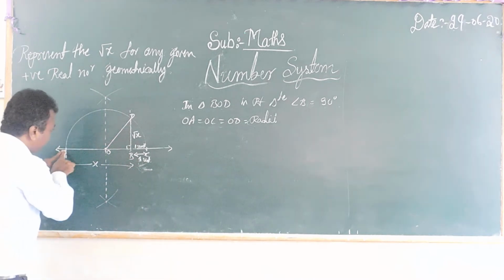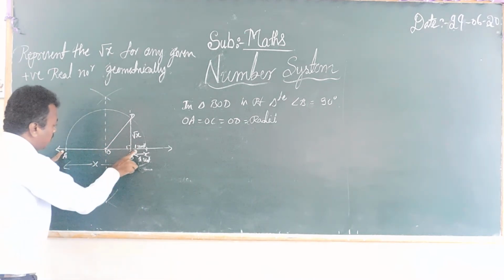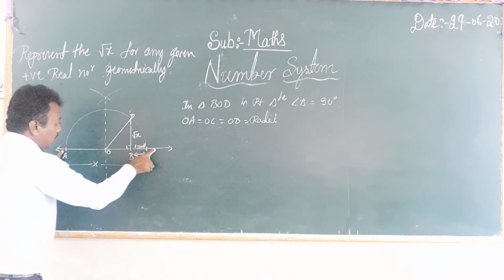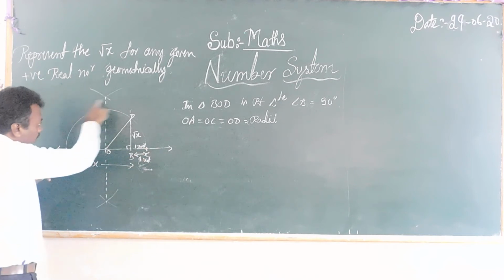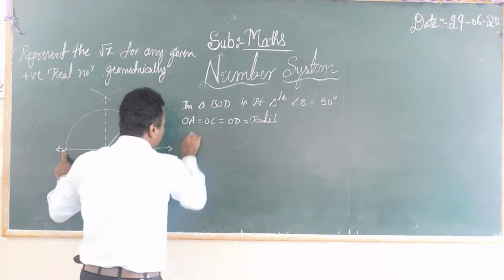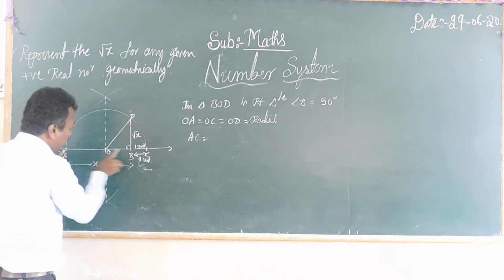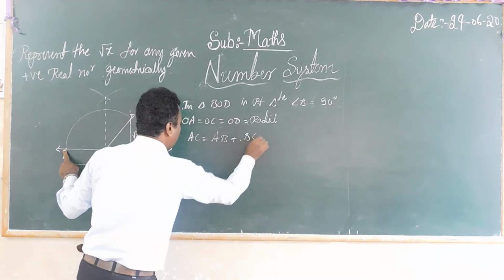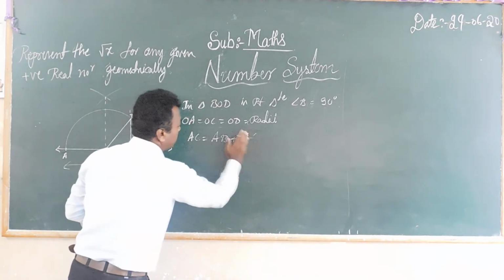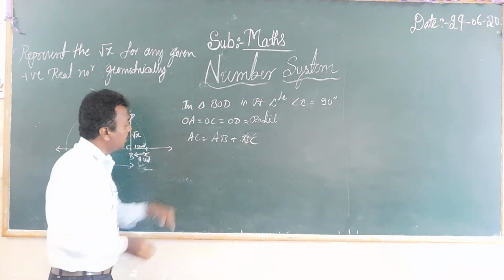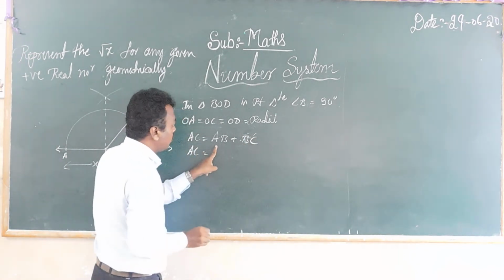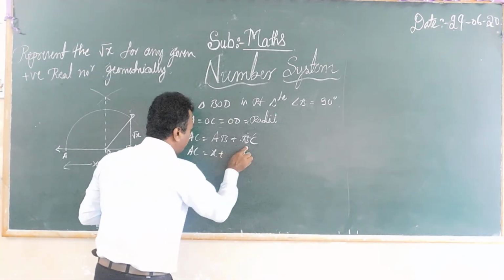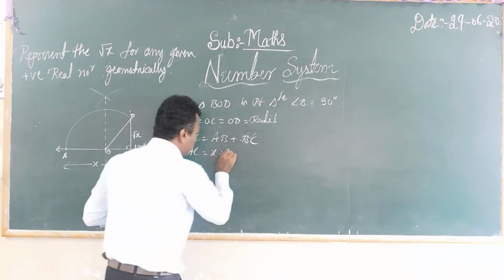We know that AB is x unit, BC is 1 unit. I want AC. AC is the diameter of the semicircle. So AC is equal to AB plus BC. If you add these two lengths, we will get AC. So AB is x unit plus BC is 1 unit, so x plus 1 unit.